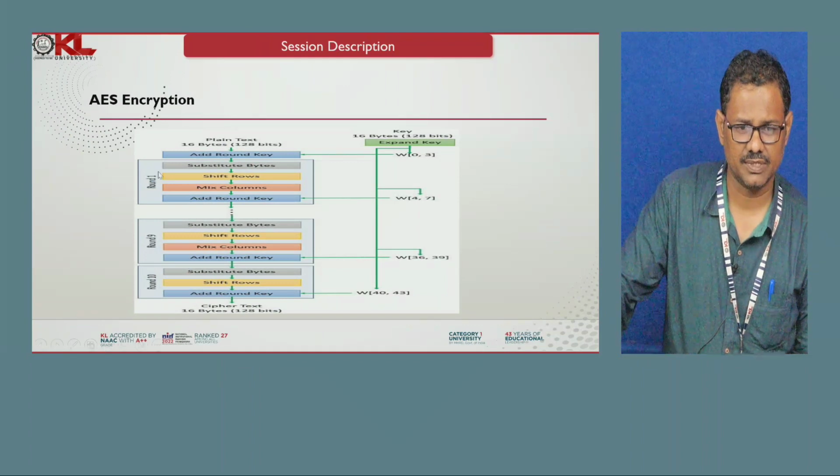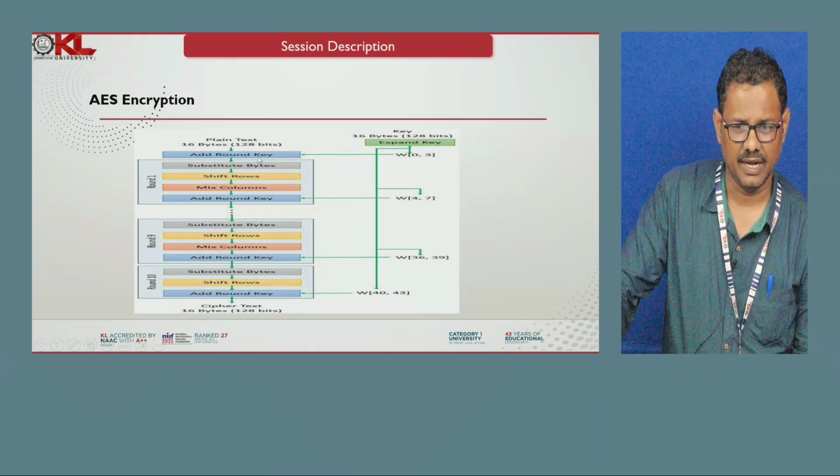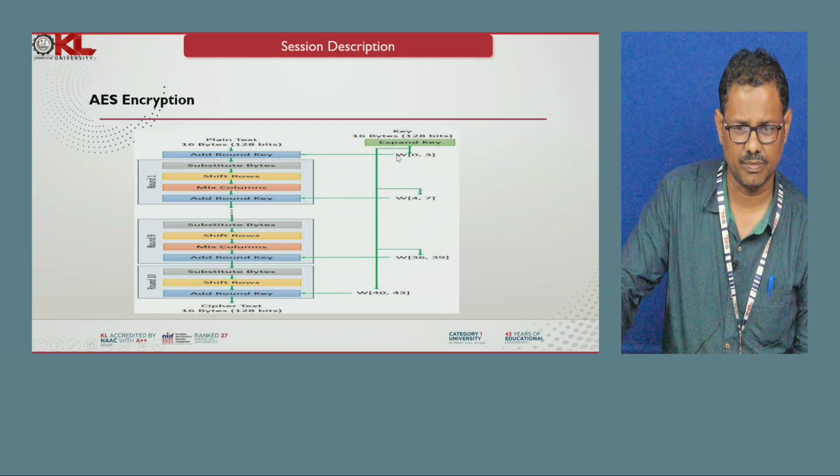So this is AES encryption. Already we discussed this. In a similar way, 16 bytes of plain text, 128 bits. Add round key. The add round key contains W0, W1, W2, W3, 4 words. 4 into 4 means 16 bytes. So this is applied to the add round key.